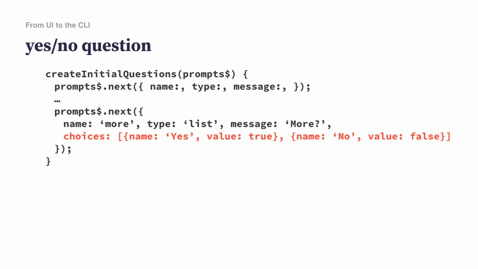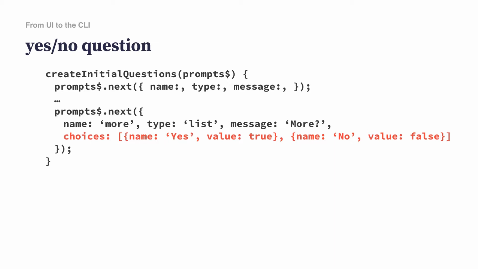What do I do in the initial questions? Well, I ask a bunch of stuff. In my case, I ask for what day do you want to order, what type of meal do you want, and then the last one, which is the most important thing, is to ask him, do you want more stuff? And then I give him choices, yes and no.